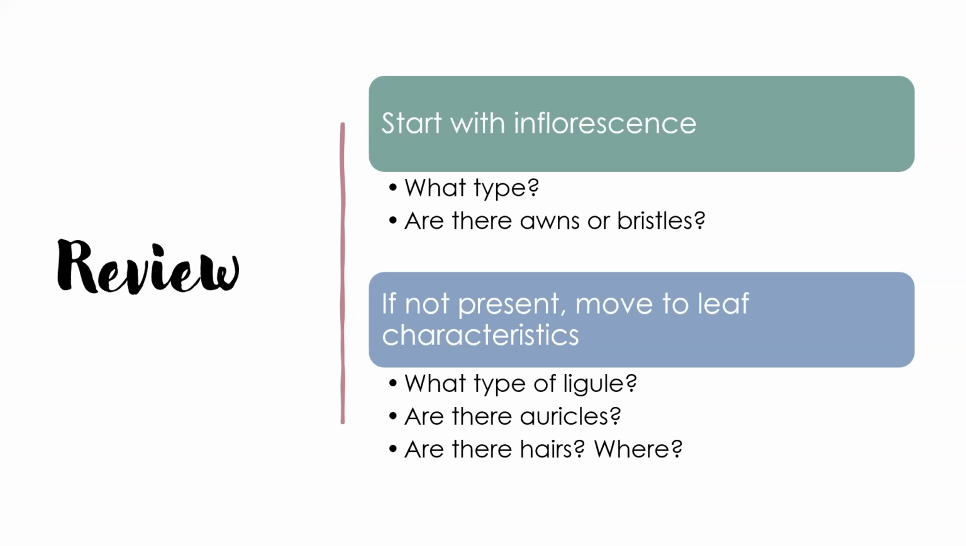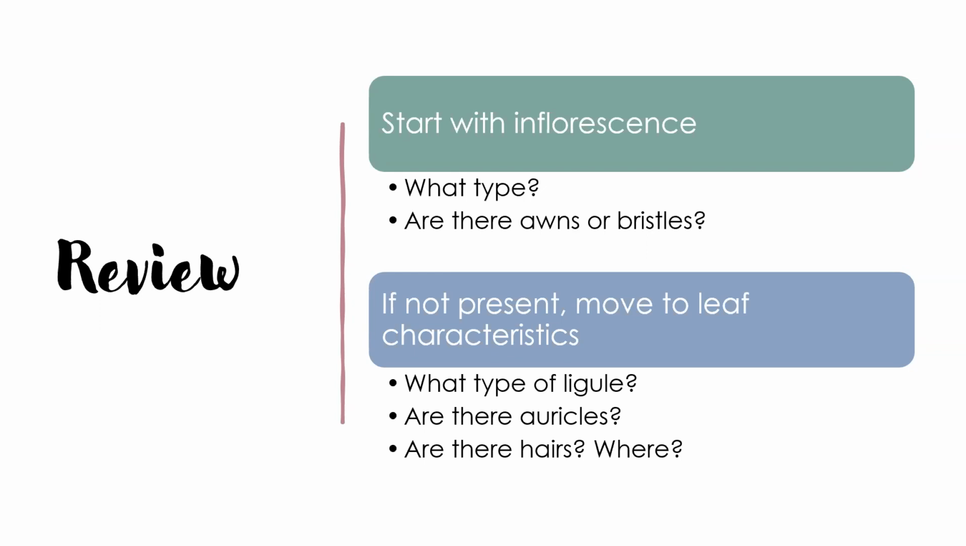If you don't have an inflorescence, you can use leaf characteristics, although it is much harder to identify a grass if it is just in its vegetative form. Okay, it's not impossible, but it's a lot harder. You can definitely look for that ligule. Is it hairy, membranous? Is it absent? You can look and see if there are auricles, those arms.